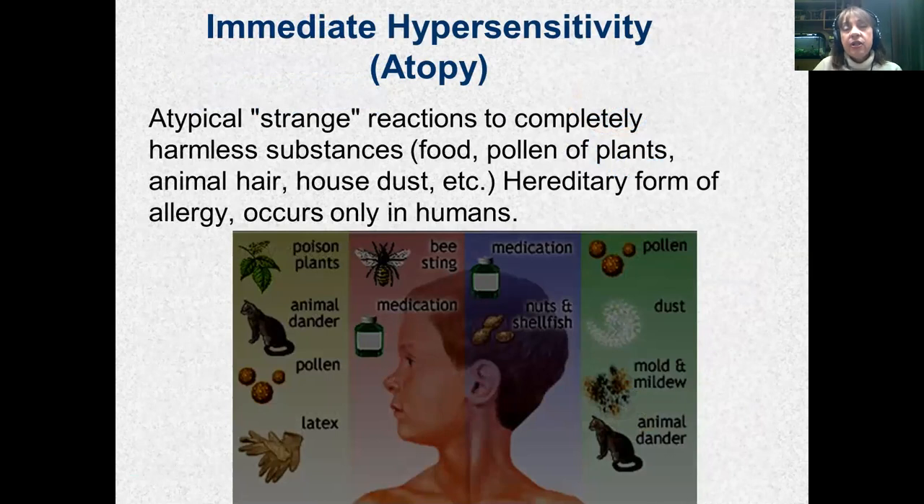Another condition which has the same mechanism of immediate hypersensitivity is atopy. Atopy is a strange reaction to completely harmless substances like different types of food. Some people may have allergy to orange, others to egg yolk, sea products, peanuts. Others have this abnormal reaction to land pollens, animal hairs, house dust, and others. It's a hereditary form of allergy, and it's only in humans, not in animals.